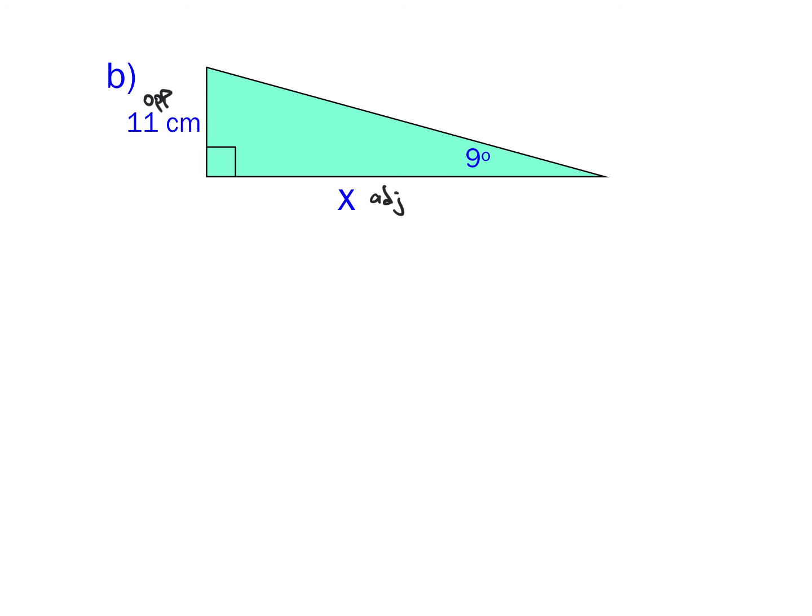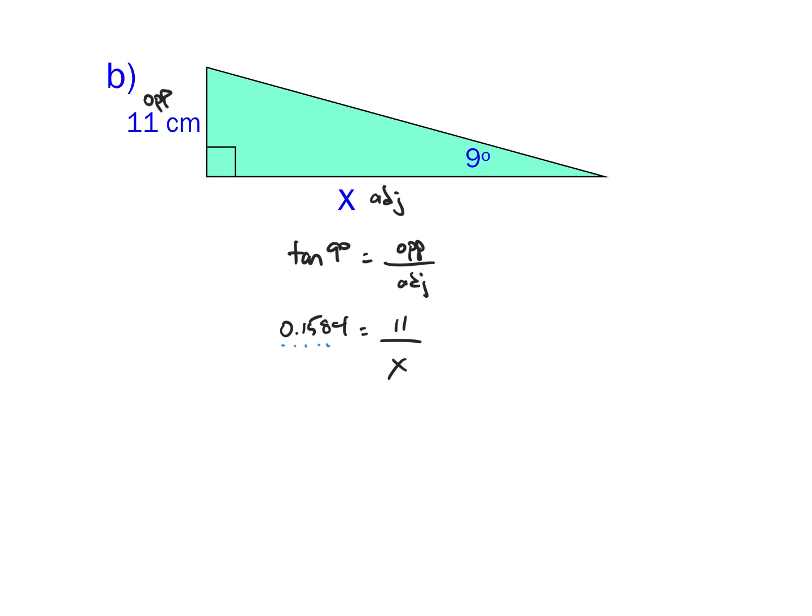So using SOHCAHTOA, we will figure out that in this question, we are going to be using tangent, because tangent is the TOA part, opposite and the adjacent. So it's going to be the tan of 9 degrees equals opposite over adjacent. So the tan of 9 degrees is 0.1584. The opposite is 11, and the adjacent is our x.